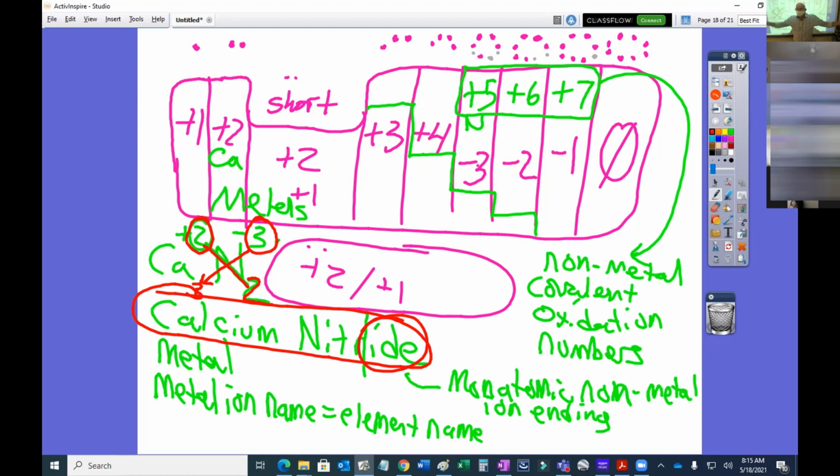If they're not the same, you crisscross the opposite sides. The superscripts, the charge numbers, become the subscripts of the opposite elements. So let's take a look at that. I'm going to change page.